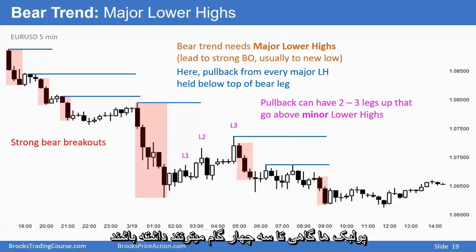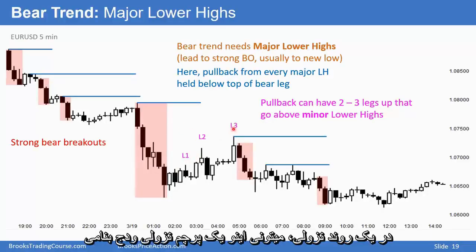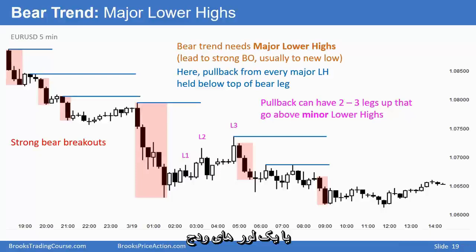Pullbacks sometimes can have 2, 3, 4 legs. So we've got 1 leg, a low 1, low 2, and then a low 3. So this is a low 3 and a lower high in a bear trend. You can call it a wedge bear flag. You can call it a wedge lower high. But it's a major lower high.